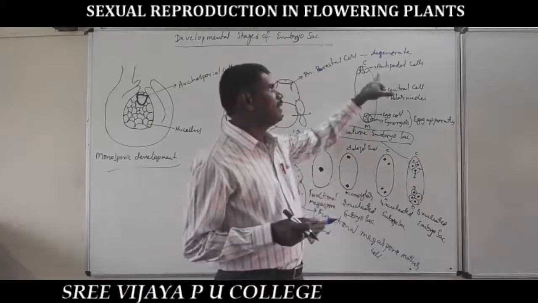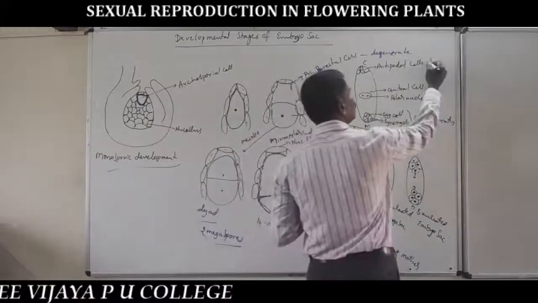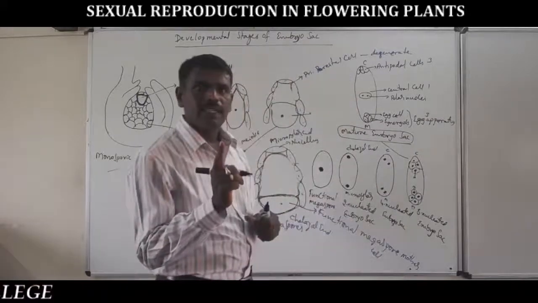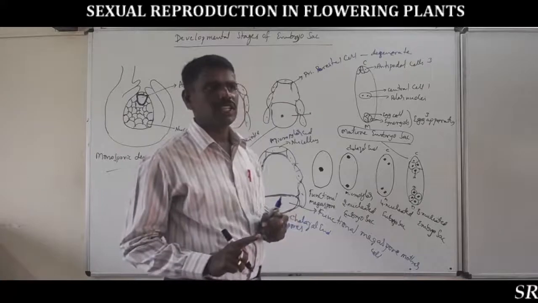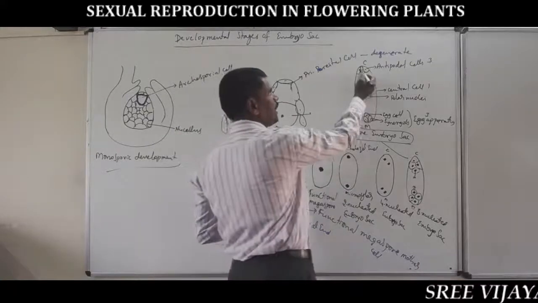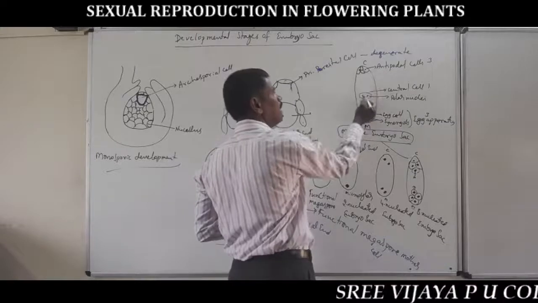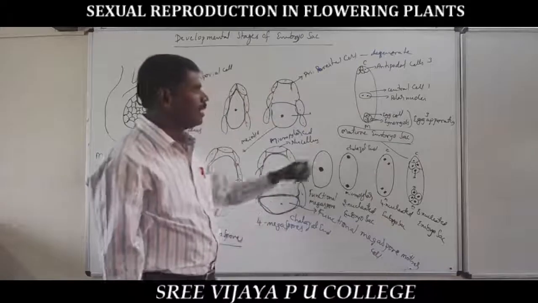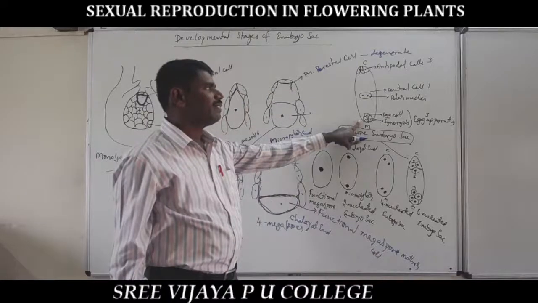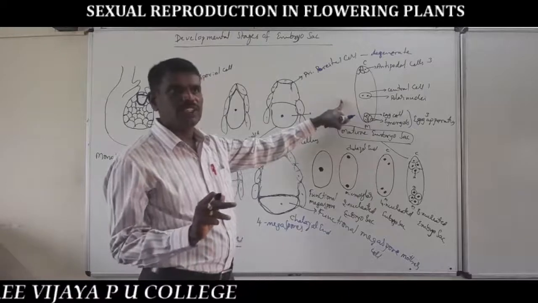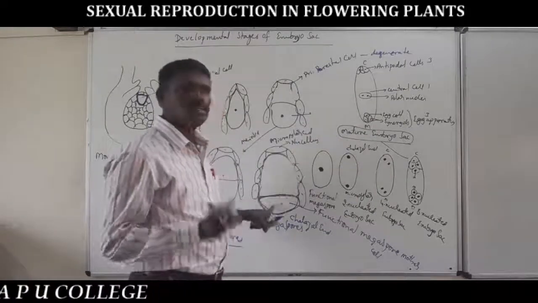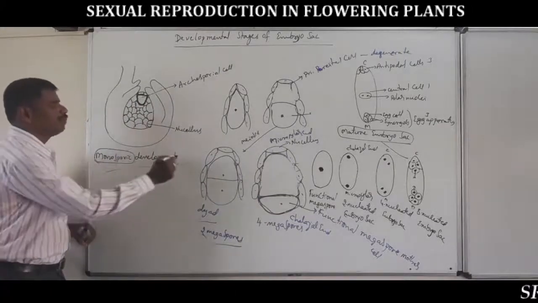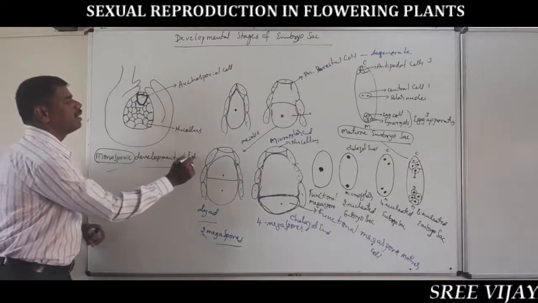Which are the 7 cells? 3 antipodals, 1 central cell, and 3 in the egg apparatus. But the mature embryo sac is 8-nucleated: 1, 2, 3, 4, 5, 6, 7, 8. The 7-celled, 8-nucleated embryo sac is developed by a single functional megaspore, so it is called monosporic development of the embryo sac.